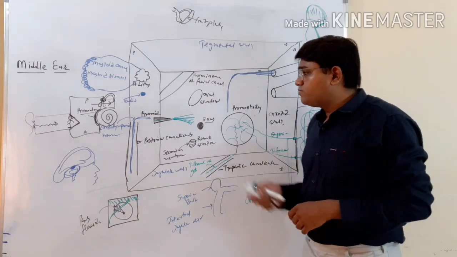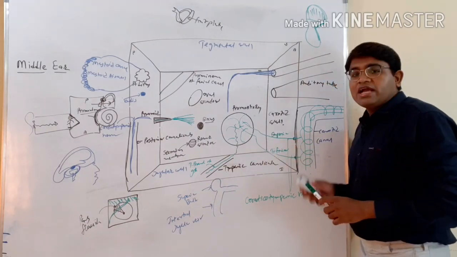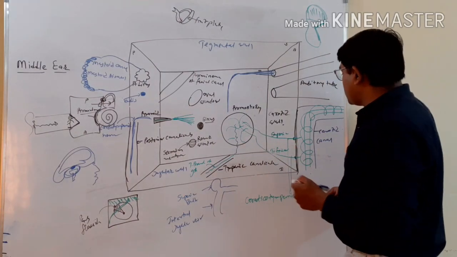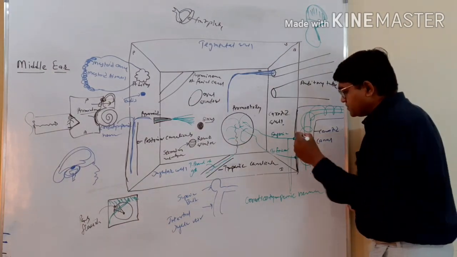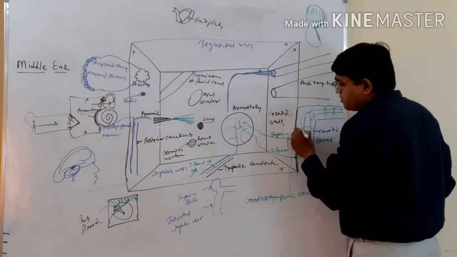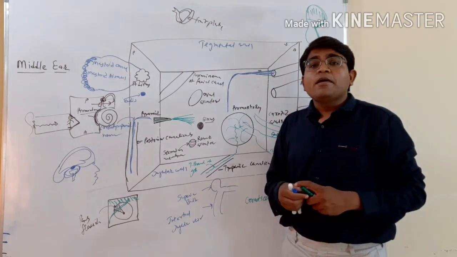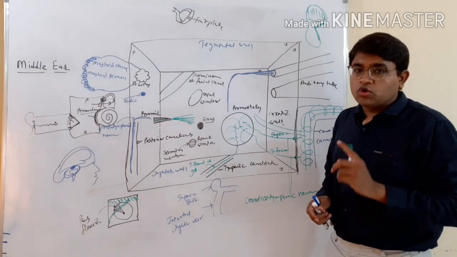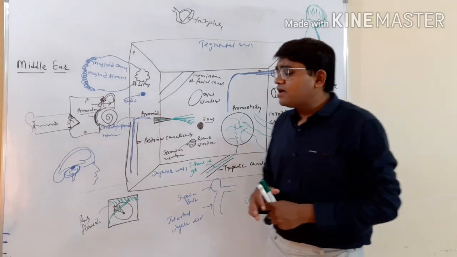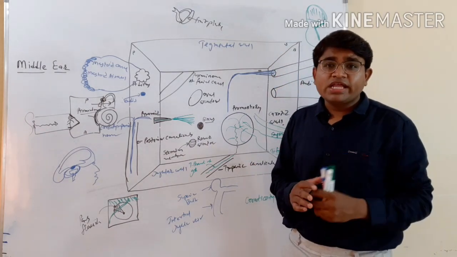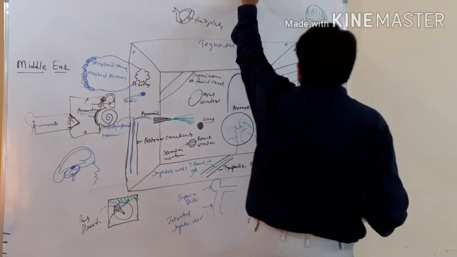Okay, now the arteries of the middle ear cavity. Which arteries are supplying this middle ear cavity? The middle ear cavity is mainly supplied by the tympanic branch of the internal carotid artery. So from the internal carotid artery, there is one artery supplying this middle ear cavity, and it is the tympanic branch of the internal carotid artery. Okay, it is the main artery of this middle ear cavity. But the superior, inferior, anterior and posterior tympanic arteries are also supplying.